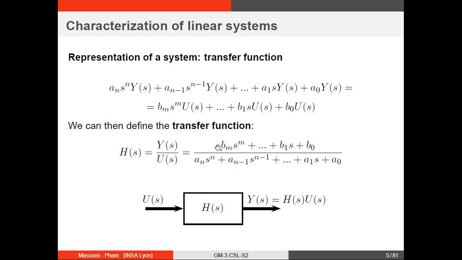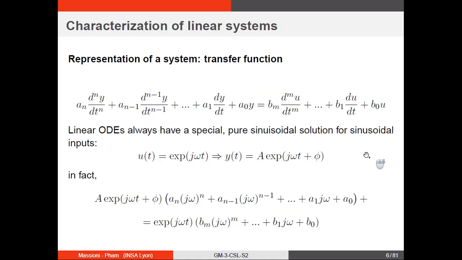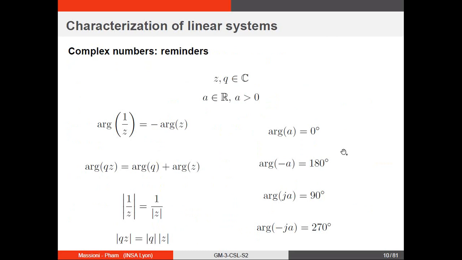So basically the argument of the fraction will be the argument of this polynomial minus the argument of this one. Just using this formula: if you have the argument of q divided by z, applying these two rules, you basically have the argument of q minus the argument of z.